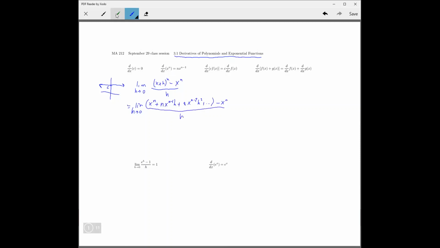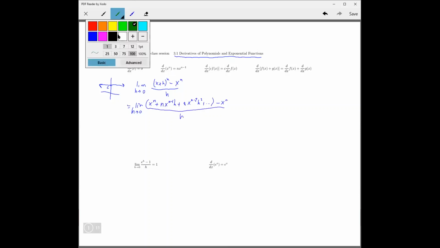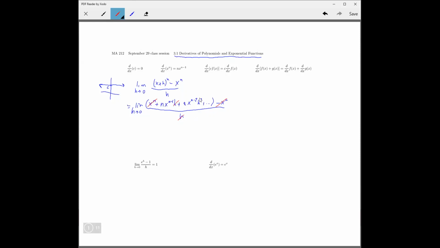What happens is that this and this are going to cancel, and then these h's are going to cancel, but every one of these other terms still has an h in it. So when you take the limit as h goes to 0, this is just going to be n x to the n minus 1. Okay, so that's why you get that part. This is for when n is greater than or equal to 1.